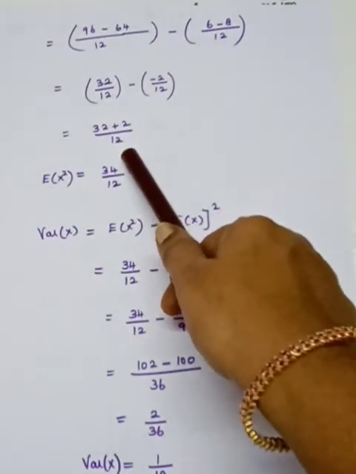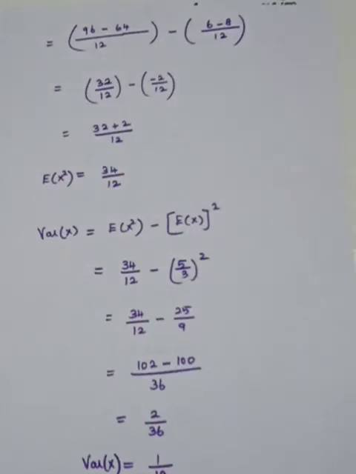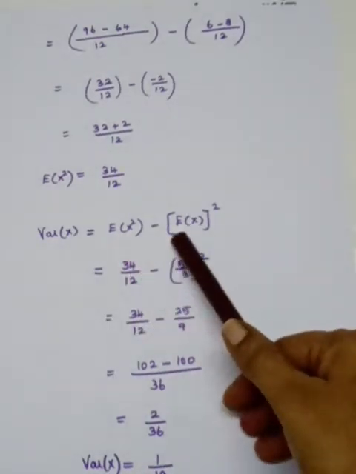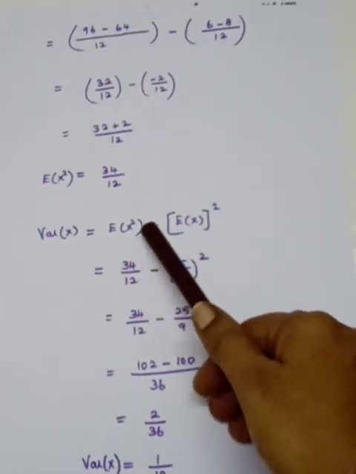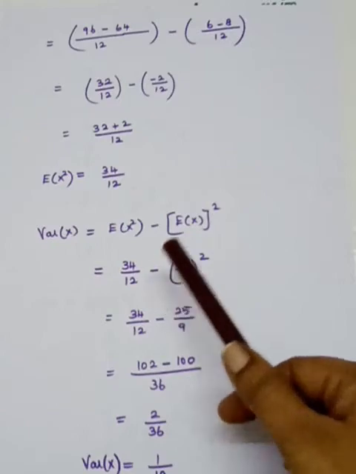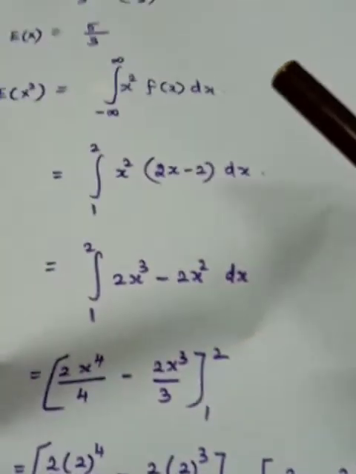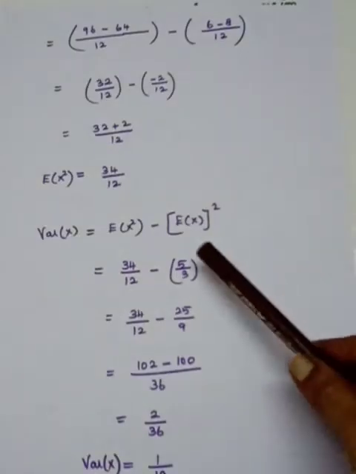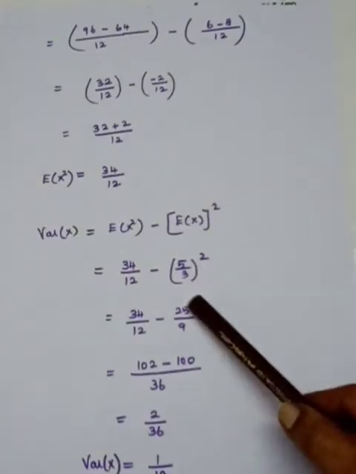32 plus 2 divided by 12, that is 34 by 12. And you have to substitute in the formula. Variance of x is E of x squared minus E of x the whole square. So E of x squared is 34 by 12. What is E of x we have found? E of x we have found as 5 by 3 for this problem. So 5 by 3 the whole square is 25 by 9.